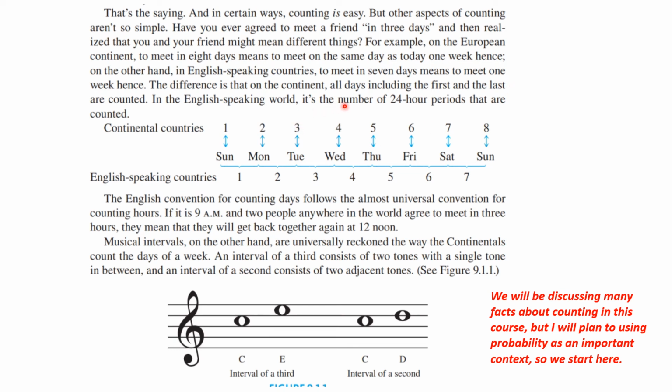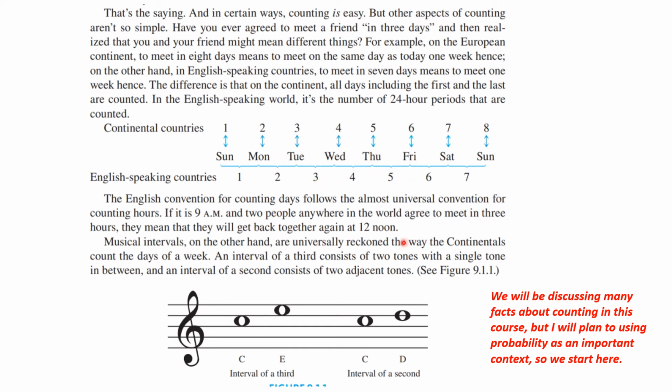And so the difference is that on the continent, all days, including the first and last, are counted. In the English-speaking world, it's a number of 24-hour periods that are counted. For example, if it were Sunday, you would say 1, 2, 3, 4, 5, 6, 7, 8. So you see, Sunday to Sunday would be 8 counts. But in English-speaking countries, you would count the 24 hours between Sunday and Monday as 1, this one is 2, this one is 3, 4, 5, 6, and 7.